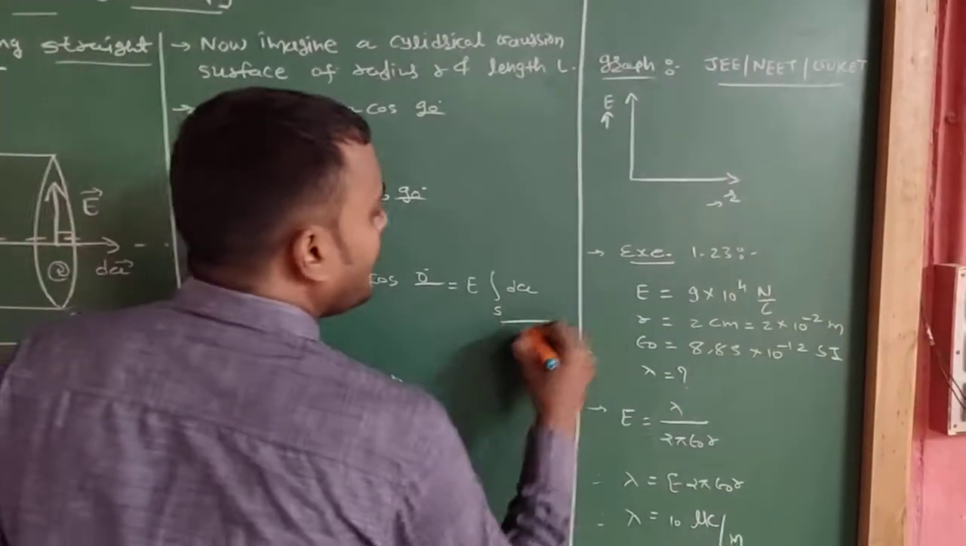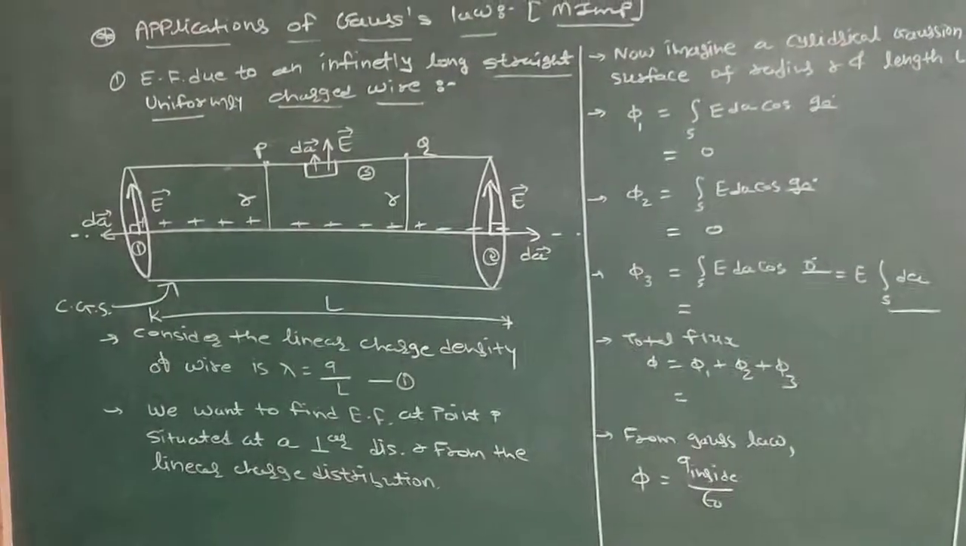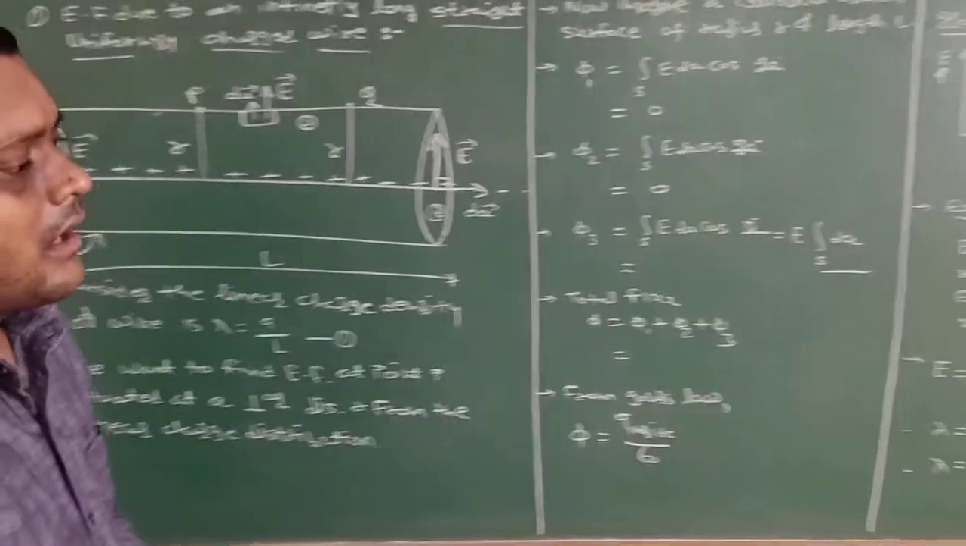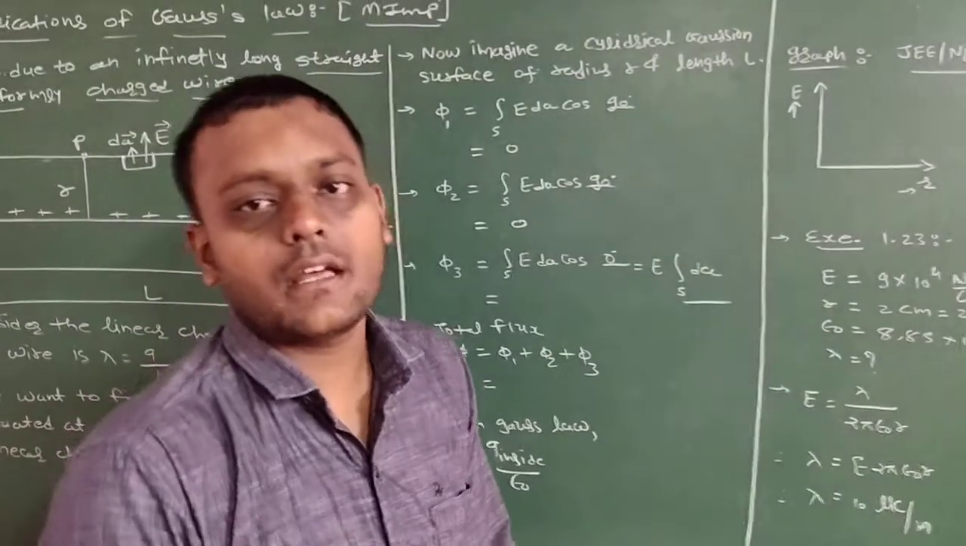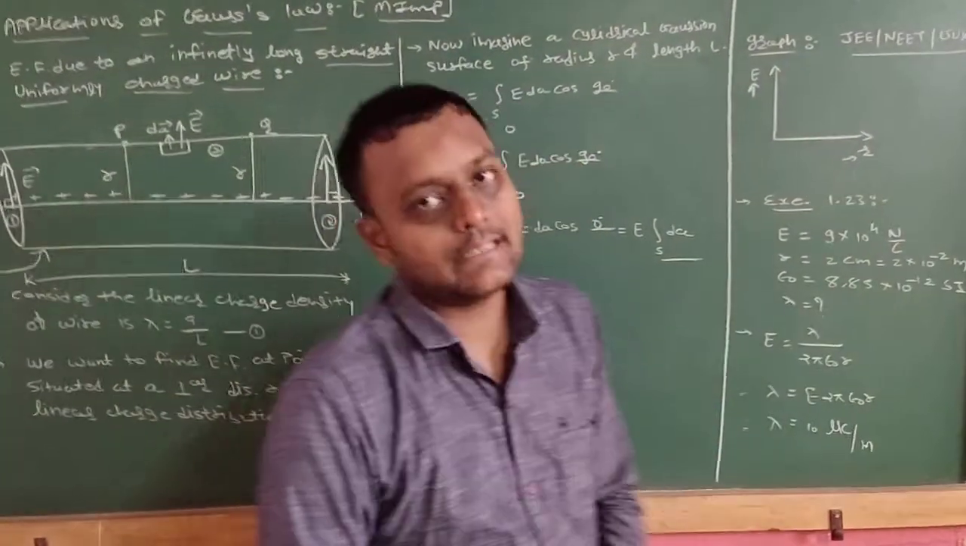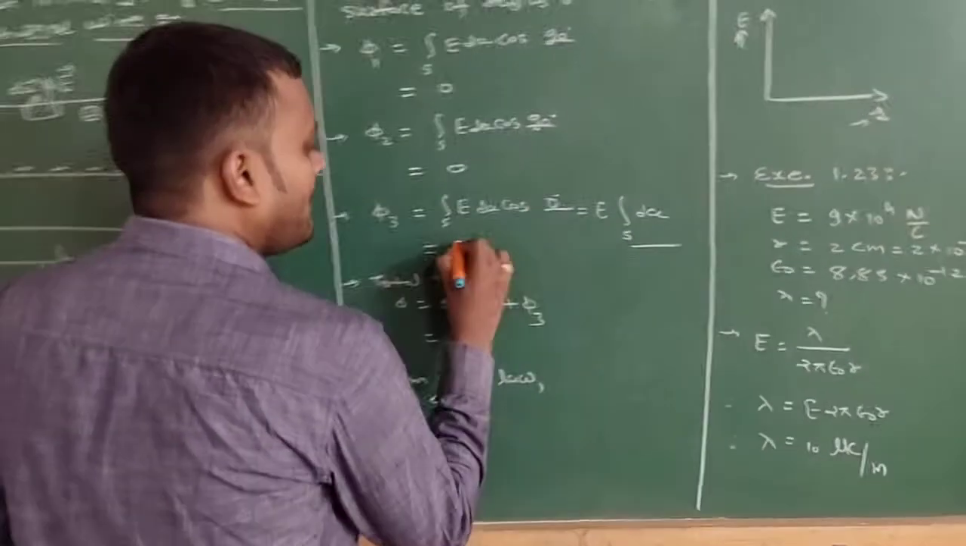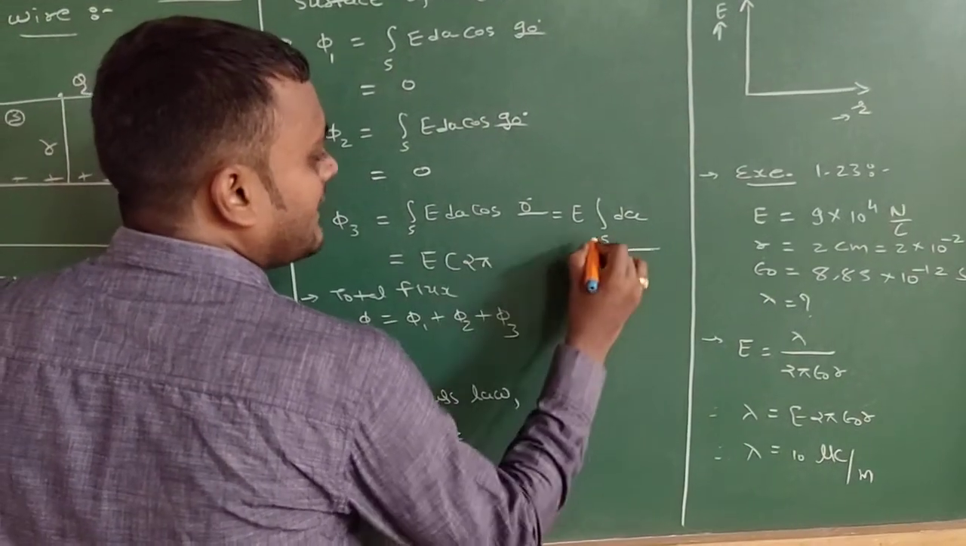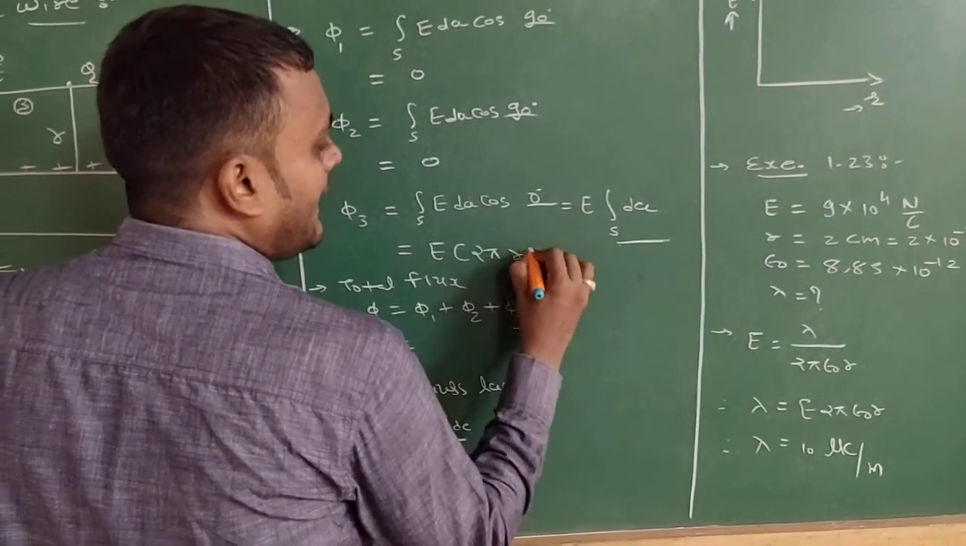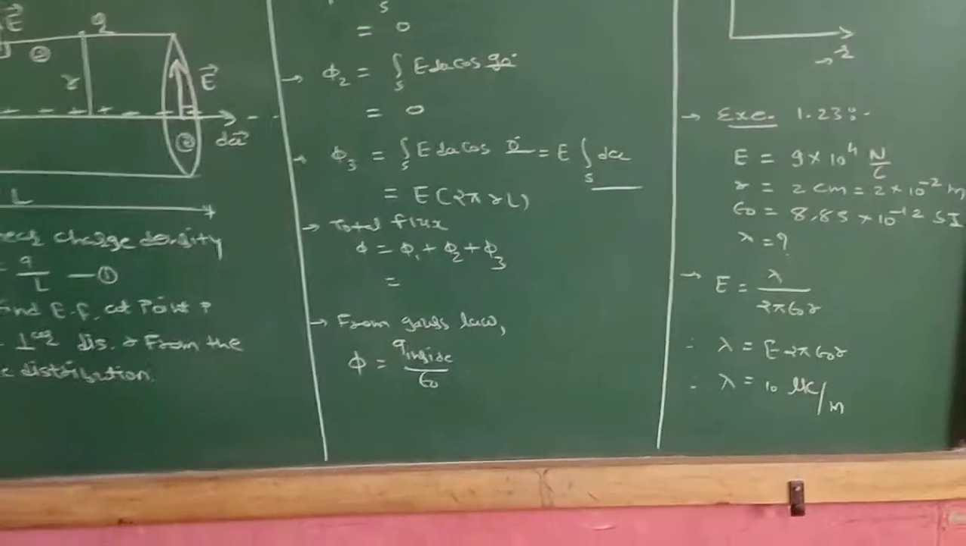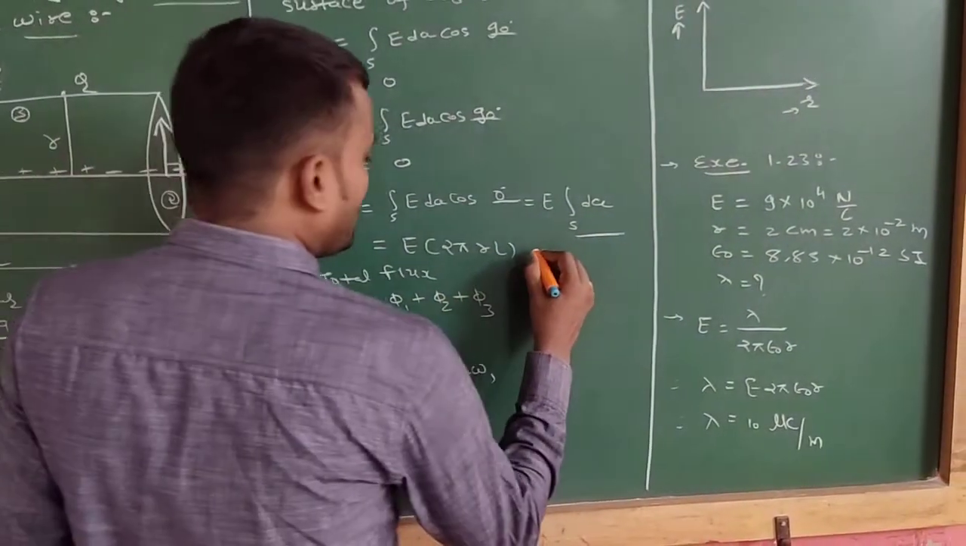So integral dA, recall your fundamentals from 9th standard. What is the surface area of a cylinder? 2 pi RL, where L is the length of the cylinder. So by putting those two values, what is the answer? Integral dA is 2 pi RL, the surface area of the cylinder. Now give the equation number.